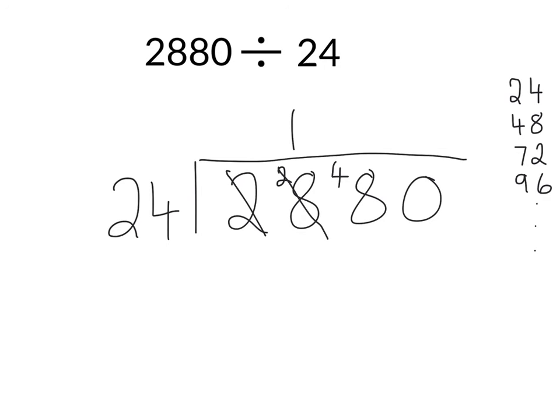Now, how many 24's in 48? I know the answer to that is 2. Then how many 24's are in 0? There are no 24's in the number 0. Therefore, my answer is 120.